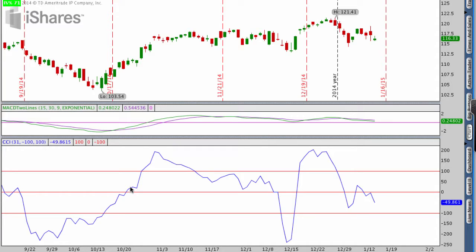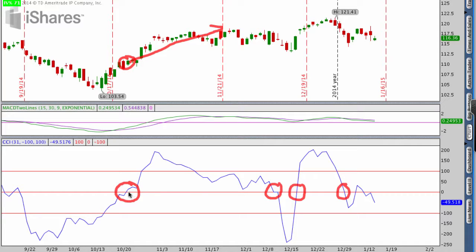And so what we want to see is we want to see a cross of the indicator above or below that 0 line. And that gives us an idea of where a stock might go in the future. So you can see we got a cross back here in, this is in October if you can't see the date here. And you can see that cross in CCI did lead to some nice rallying in the stock as we kind of headed towards the end of the year.